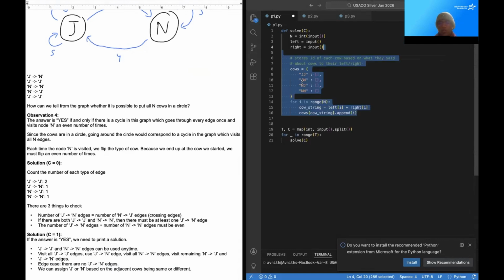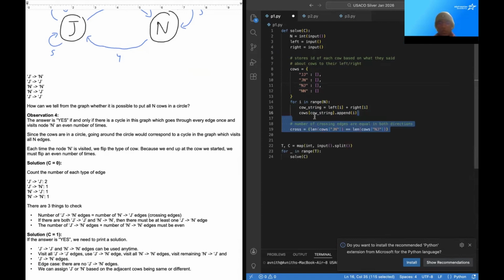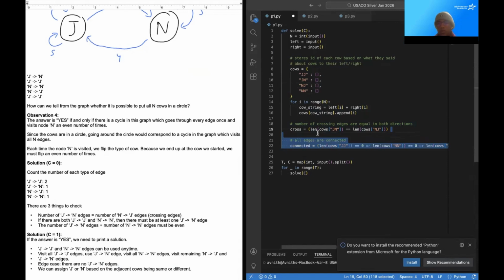So first, we'll read the input, and the first thing we'll do is create a dictionary to store a list of all the cows based on the type of edges, so based on the left and the right, and there are 4 cases. Then we're going to write out each of these conditions. The first condition is that the number of crossing edges has to be equal, so we'll just check that those two are equal.